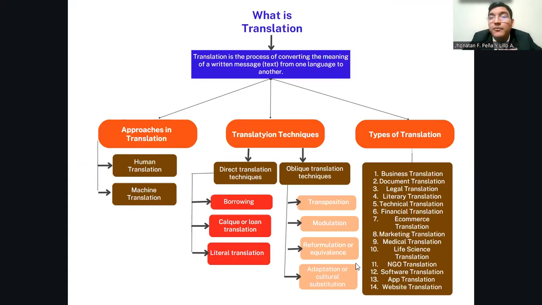So finally, there are many types of translation. We have business translation, documental translation, history translation, legal translation when we translate documents, titles, etc. We also have financial translation, literary translation when we translate novels, stories, books, okay, and so on.